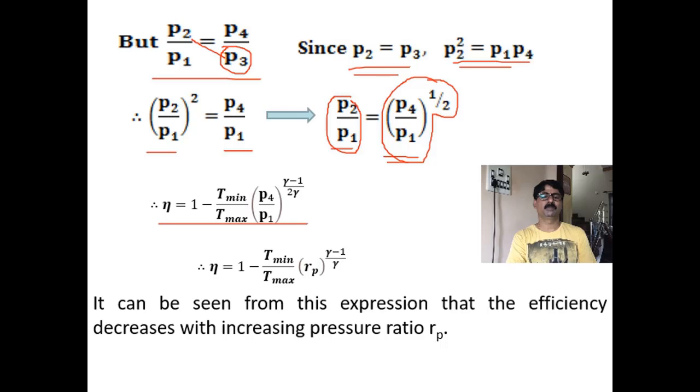So P2 by P1 is the square root of P4 by P1, that is P2 by P1 whole square, right? So P2 by P1 is Rp, the stage pressure ratio. So also you can write eta is equal to 1 minus (T min by T max) into Rp to the power (gamma minus 1) by gamma. So here Rp is nothing but P2 by P1. So it can be seen from this expression that the efficiency decreases with increasing pressure ratio Rp. That means if the stage pressure ratio is increased, then the efficiency will decrease.